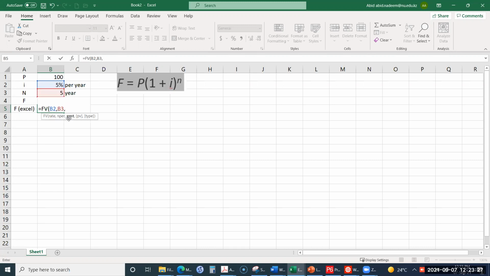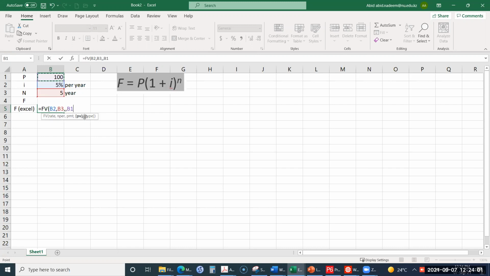And I will need to give the PMT value. PMT is the periodic amount. I will skip it because there are no periodic payments. There is only a single payment in this case. And then the last value is PV. PV is the present value. So this is the present value, B1. And then I will close the bracket.